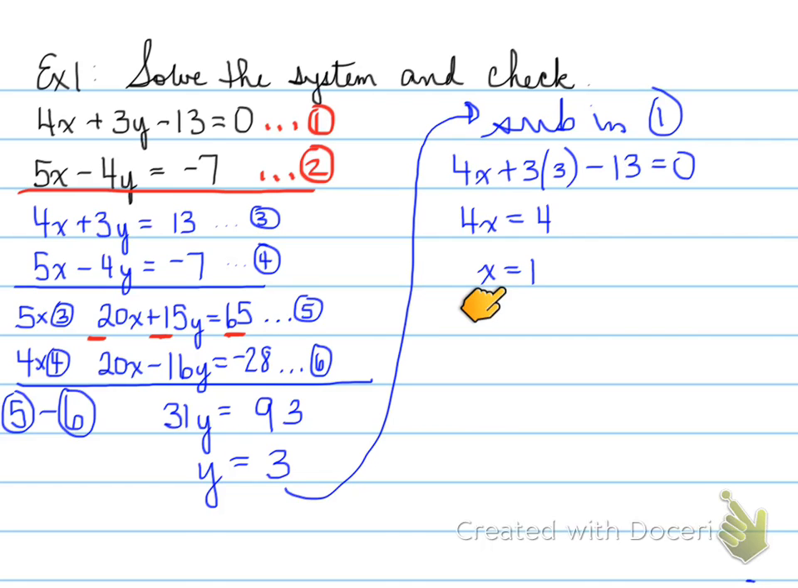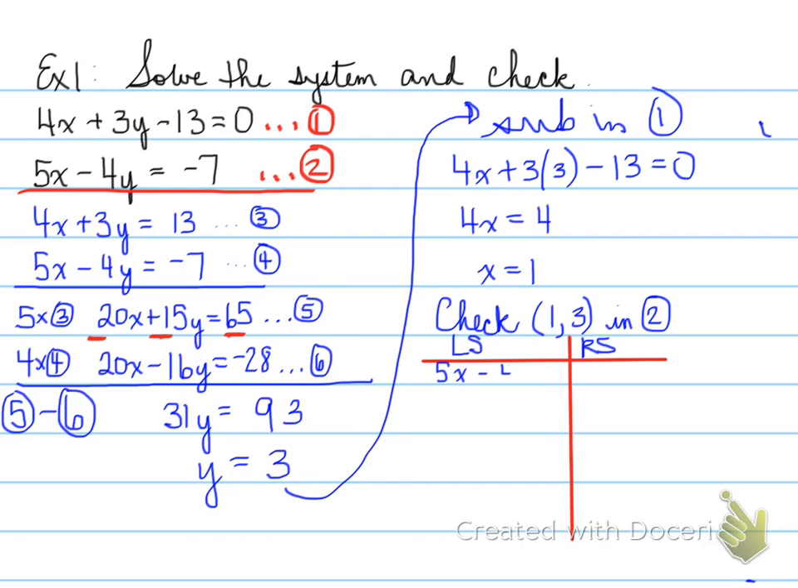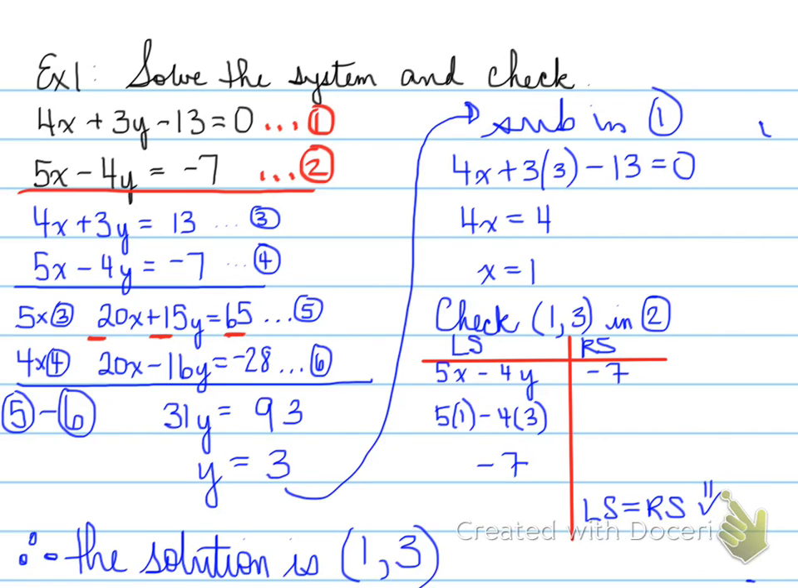So now we have our x and we have our y. So we're going to check our answer in equation number 2. Just like in the last substitution, we do the same thing here. We plug it in. Lo and behold, we end up with negative 7 is equal to negative 7. Left side equals right side. We've checked that it's equal, and that makes us happy, folks. So therefore, the solution is (1, 3). And yes, please give me a therefore statement to complete your final thoughts.